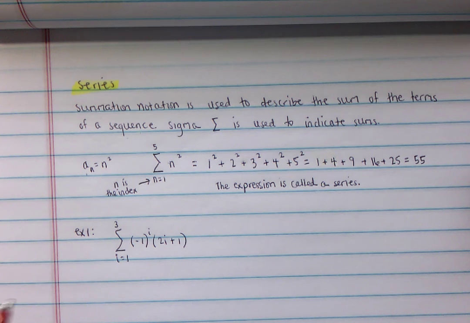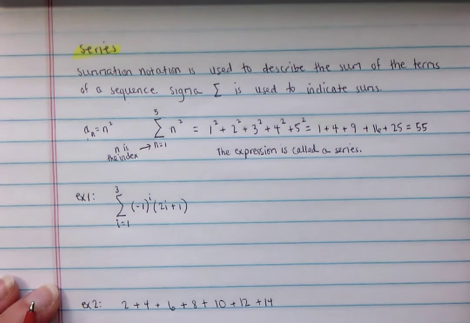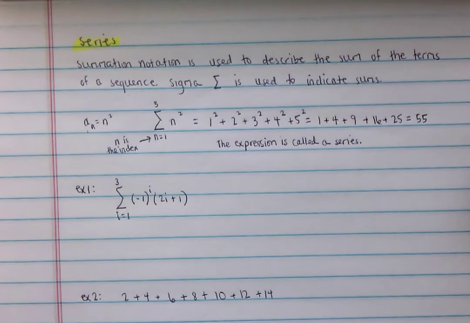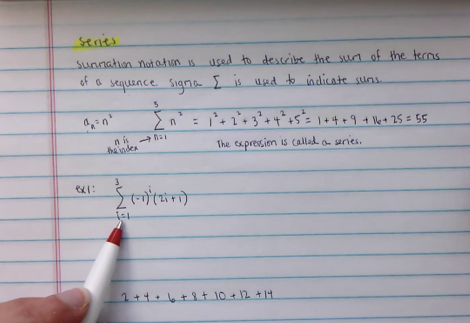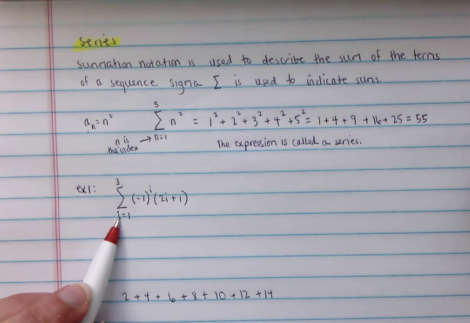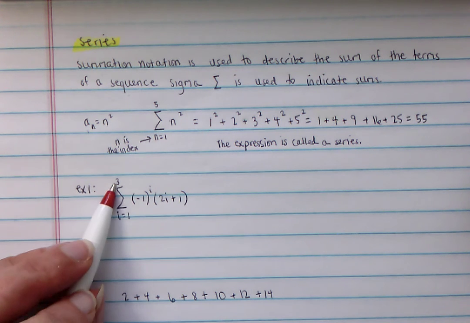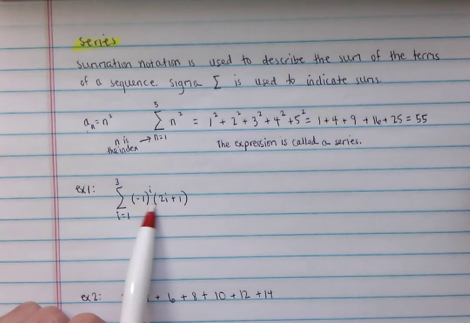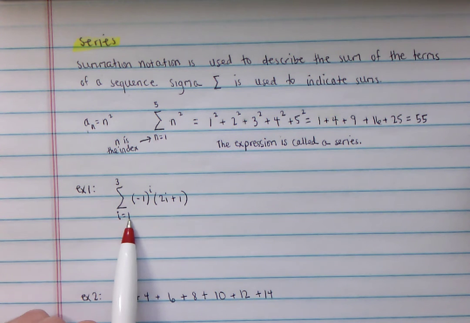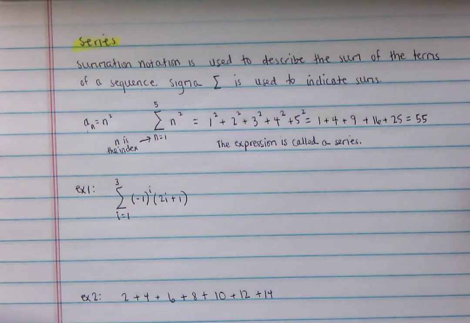So let's start with example 1. So here we have, it says find the value of the expression, and it gives us a summation notation. The index of summation is I, and it starts at 1 and it goes to 3. Here is our sequence here. And so what we're going to do is start at 1, plug in a 1, then plug in a 2, then plug in a 3, and add those together.